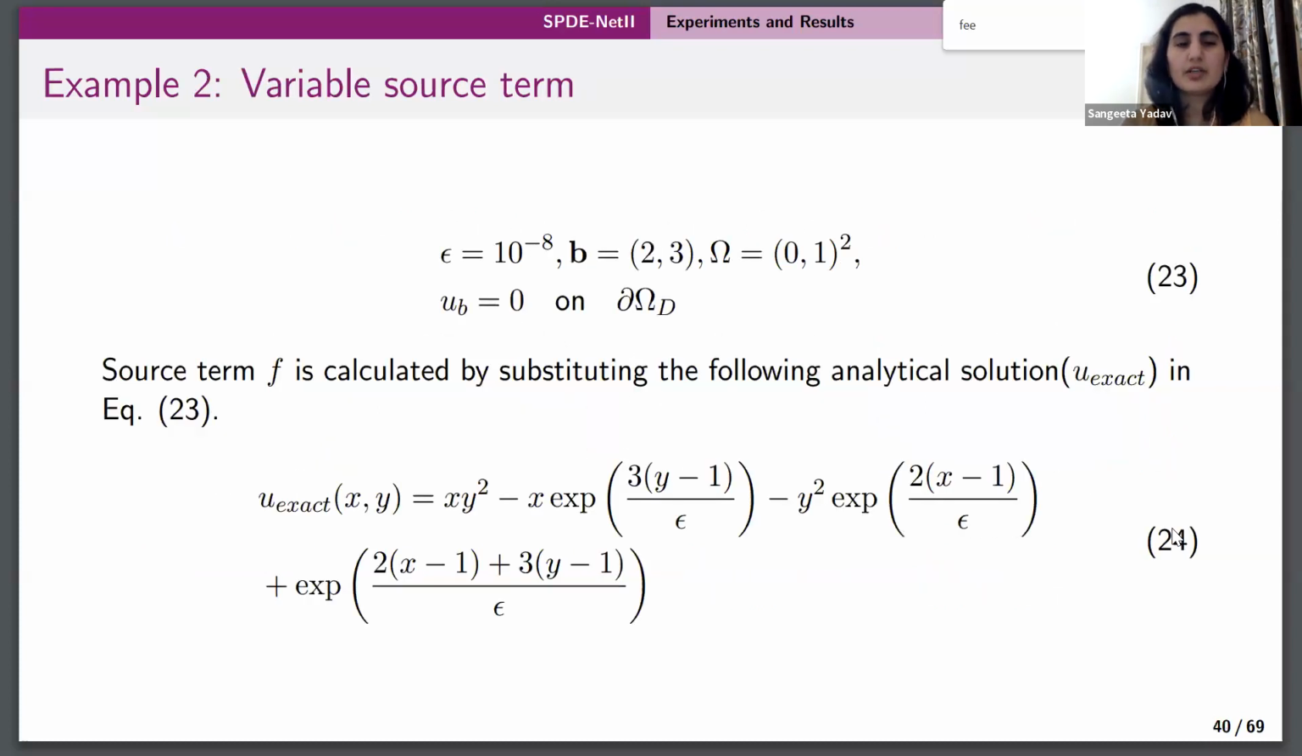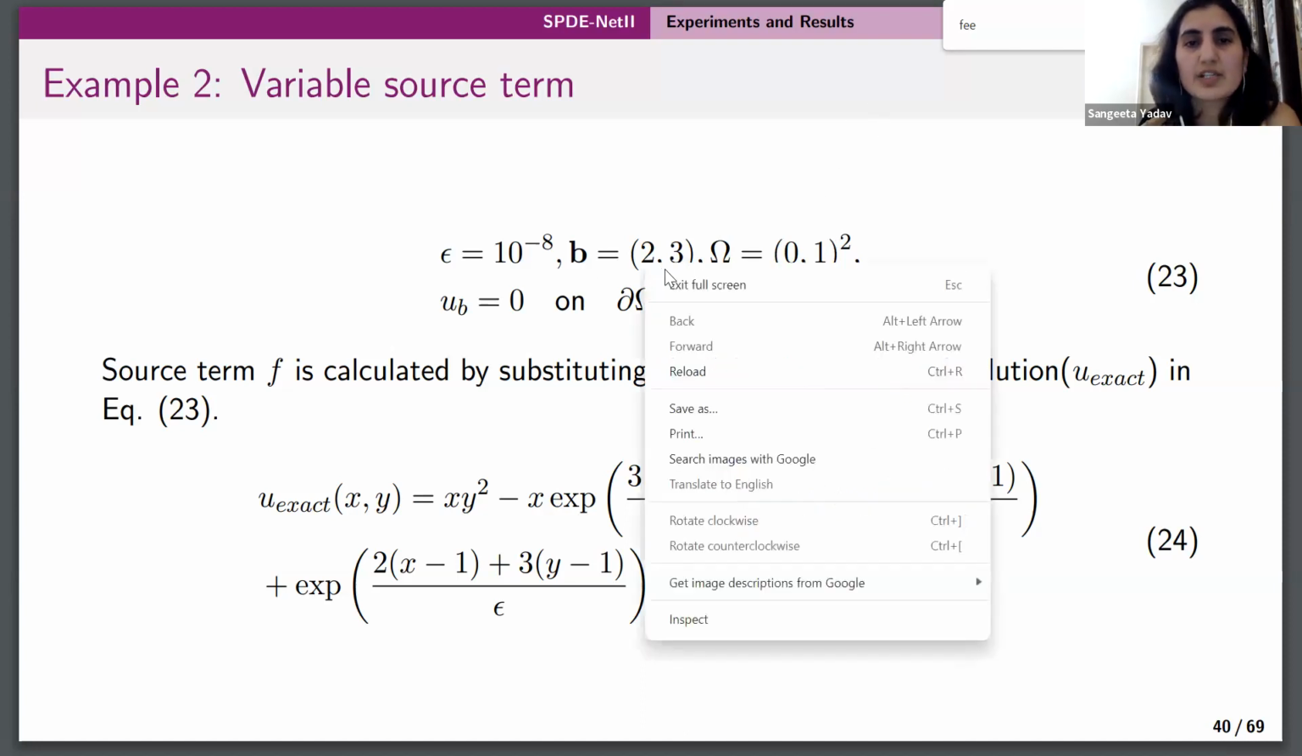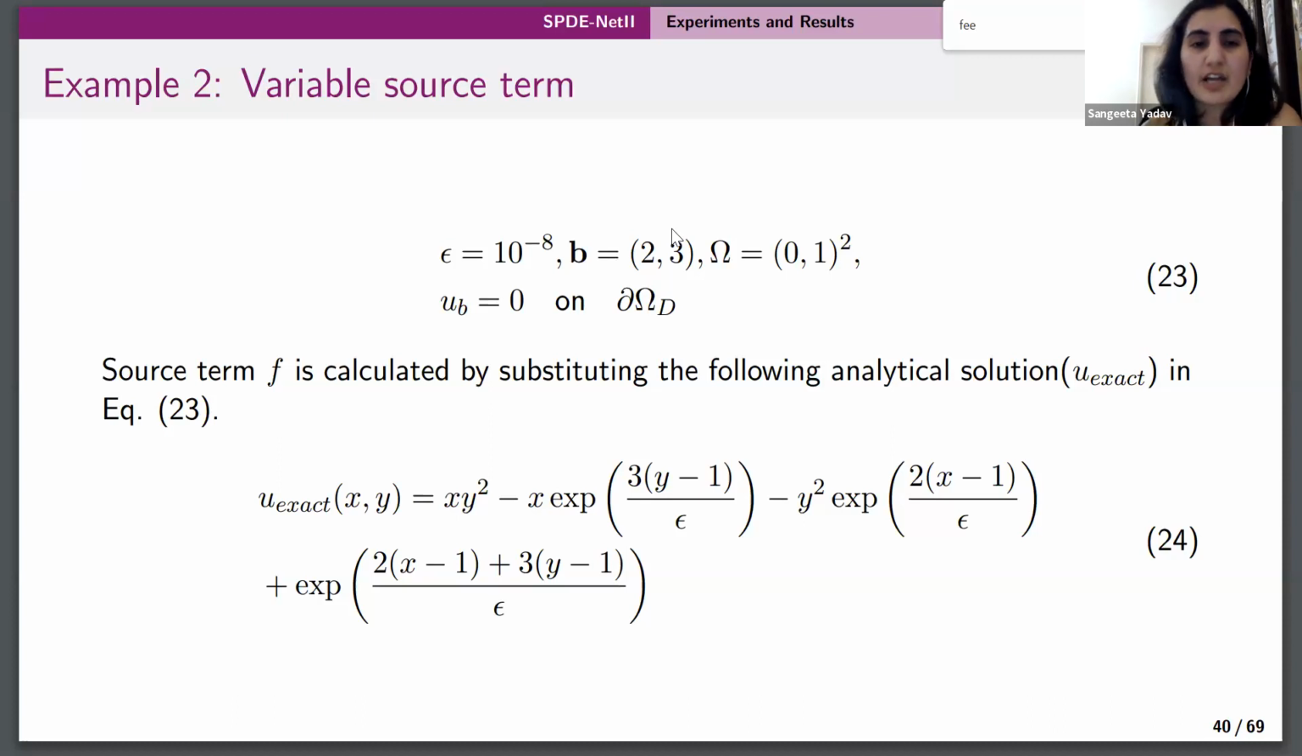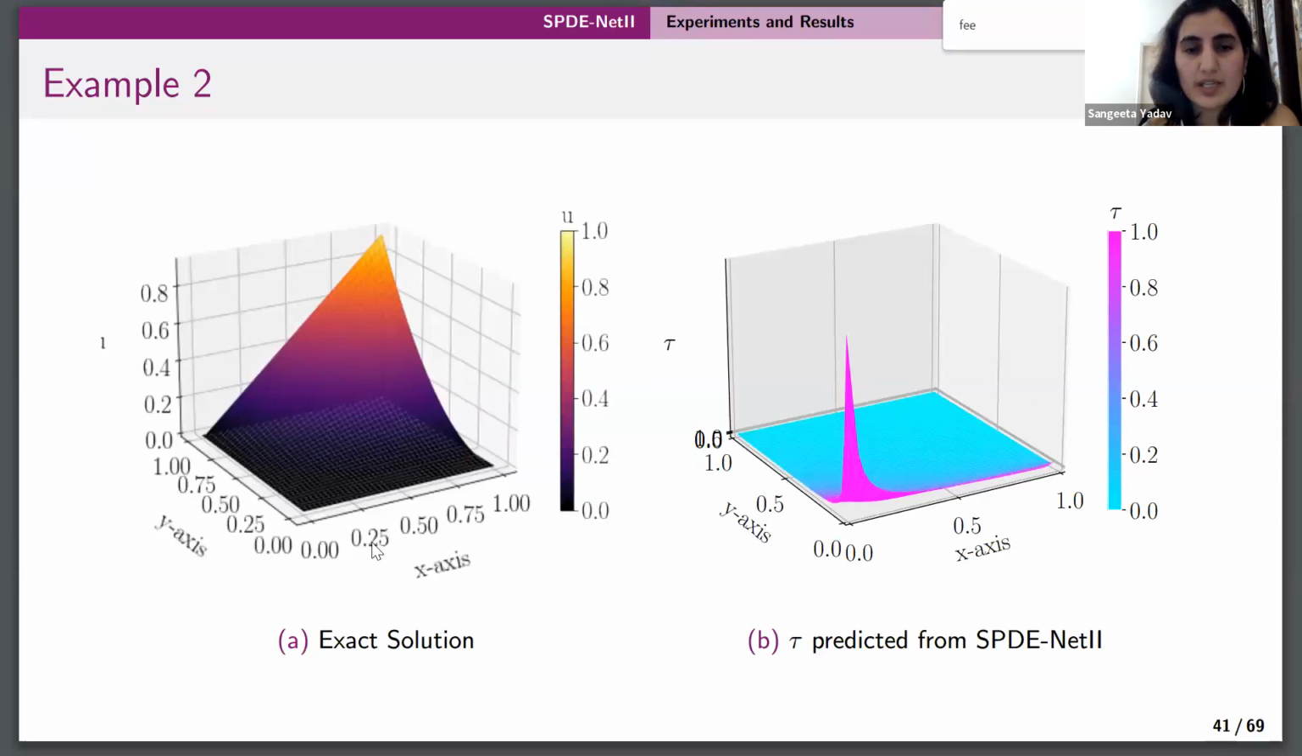In the second example, this case has a variable source term, which depends on the value of U, and F is calculated by substituting this exact solution for U in the equation. B has convection velocity in both X and Y direction, and the value of U on the boundary is 0. This is how the exact solution looks like, and this is the tau predicted from the SPD-NET2. A few of you may have a question: why is the stabilization parameter high in the region where there is no boundary? I'll explain this part later on.